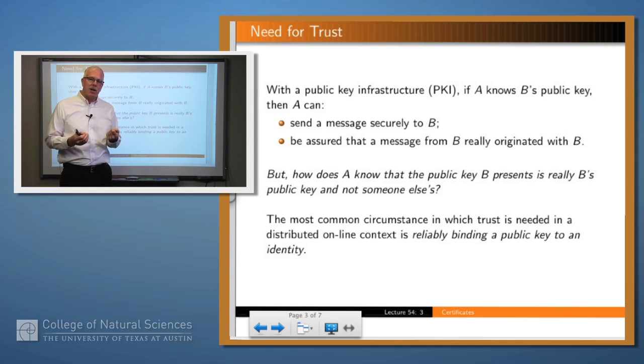But the issue then becomes, how do I know that the public key which B sent me, say, really is B's public key and not somebody else's, and that it wasn't actually B that sent it, but, you know, C. And so what I want to do is have some way of knowing that there's a binding between B's identity and this public key that I believe to have come from B. And that's what a certificate does for me.